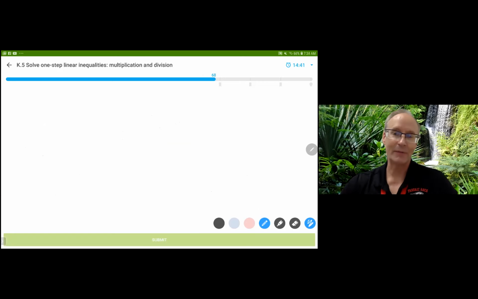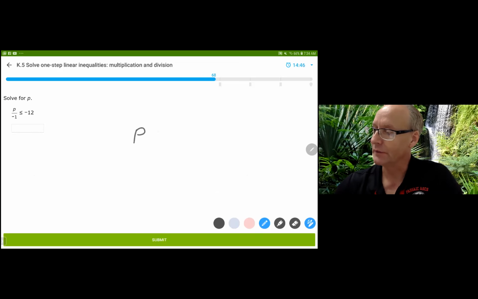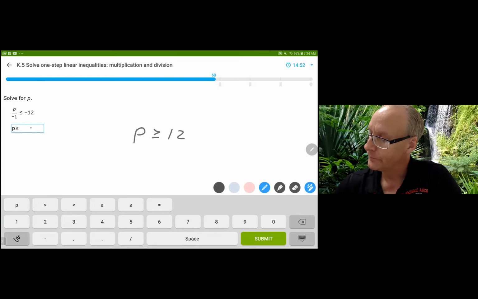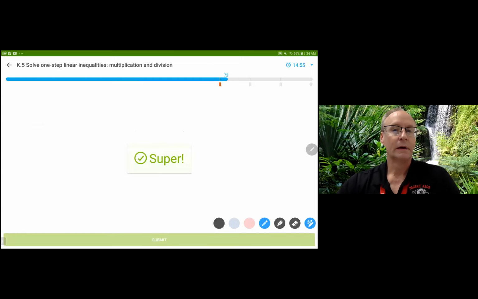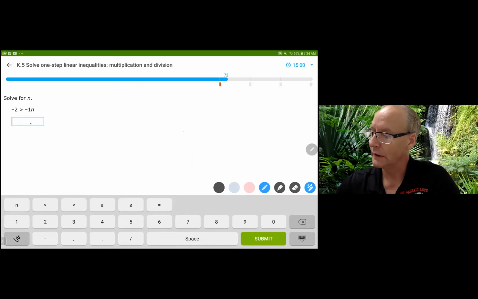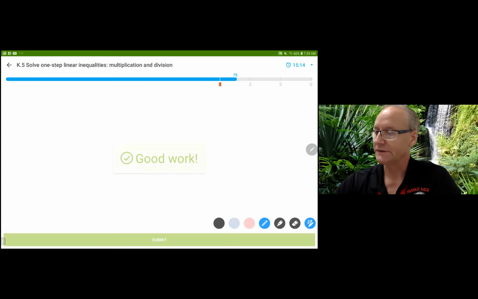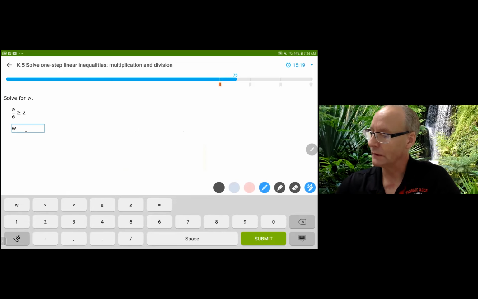All right, for the rest, I promise I'm just going to do them. I'm going to multiply by negative 1 and change the sign. So P is going to be greater than or equal to 12. And I'm going to divide by negative 1, and I'm going to get 2. Remember that we have to change the sign, and n is on the other side. So n is greater than 2. And you could pick some numbers and test it and everything. Remember, you got to change the sign when you multiply or divide by a negative on both sides. We get W is greater than or equal to 12.